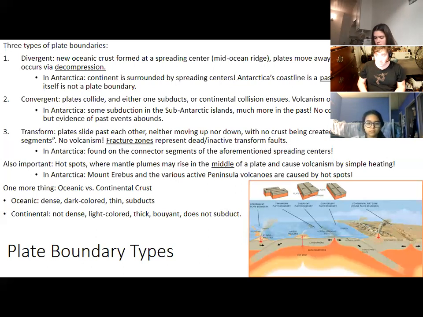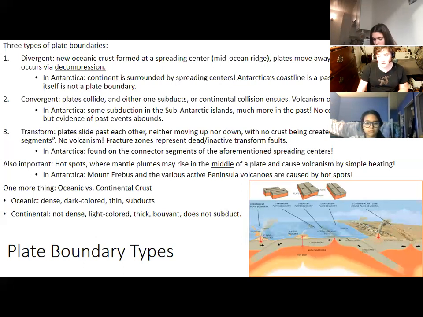And then at transform plate boundaries, you don't have volcanoes at all. The transform boundaries are the segments that move without going up or down at all. They just move at the same level in opposite directions. They usually exist as the connector segments you see between the different ridges along a mid-ocean ridge. I have a diagram of that on the next slide. But you don't have volcanism at transform boundaries.